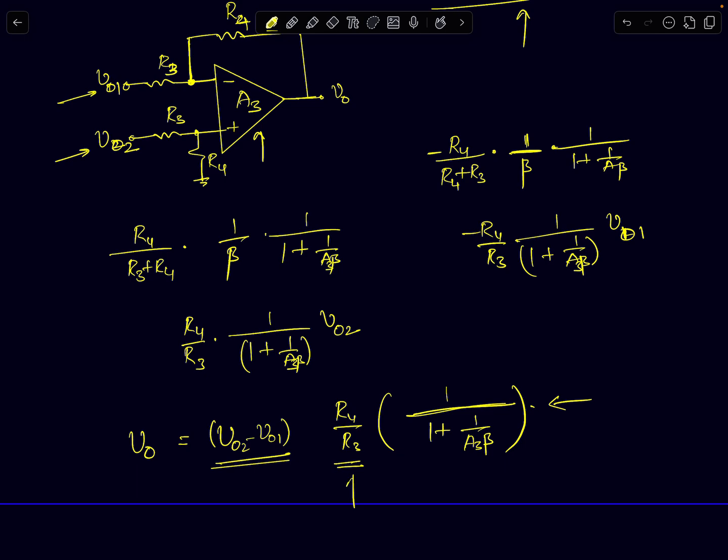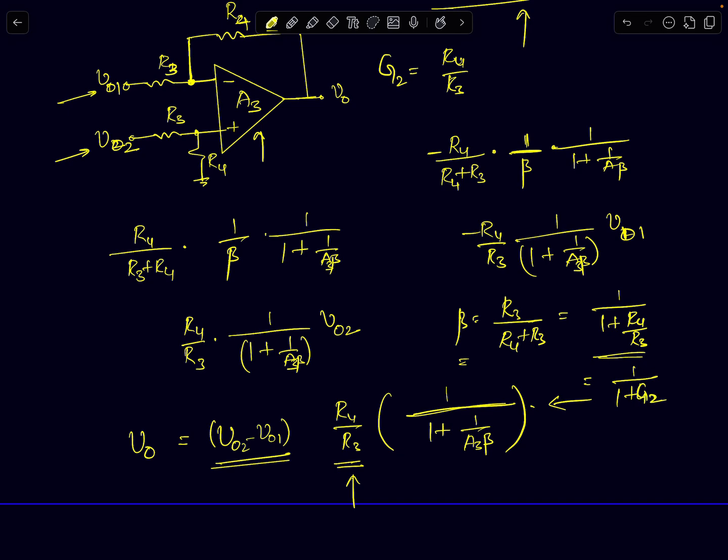This is your ideal subtractor gain, multiplied by 1 plus A3 beta. Here your beta is given by R3 by R4 plus R3, and this can also be written as 1 upon 1 plus R4 by R3. So 1 upon the gain, approximately the gain of the subtractor. If we let G2 denote the gain of the subtractor, which is given by R4 by R3, then 1 by beta can be written as 1 plus G2.